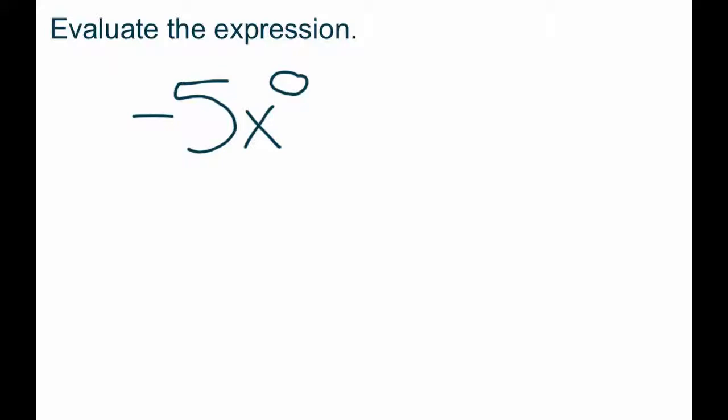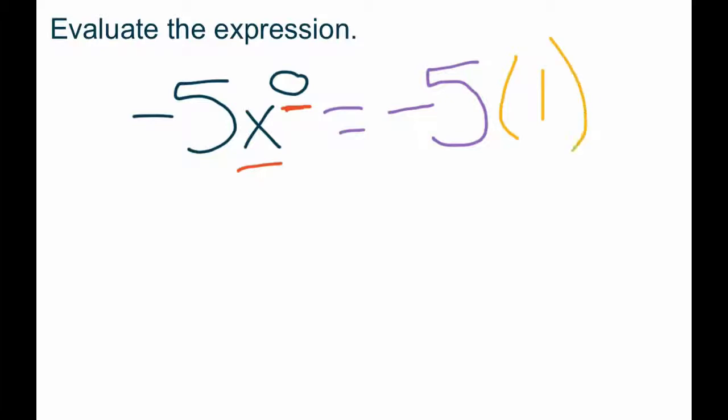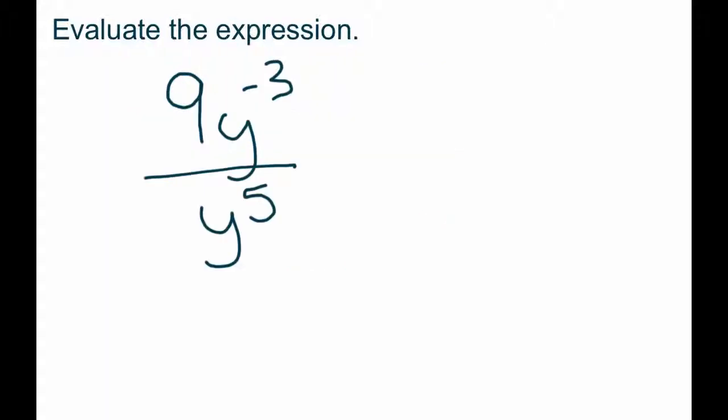Let's try evaluating this expression. Here we see negative 5, which does not have a power, multiplied by x to the 0th power. As we said before, anything to the 0 power besides 0 is going to be 1. So even a variable raised to the 0th power is going to be 1. So we can substitute 1 in for x to the 0th power. This is the same as negative 5 multiplied by 1, which equals negative 5.